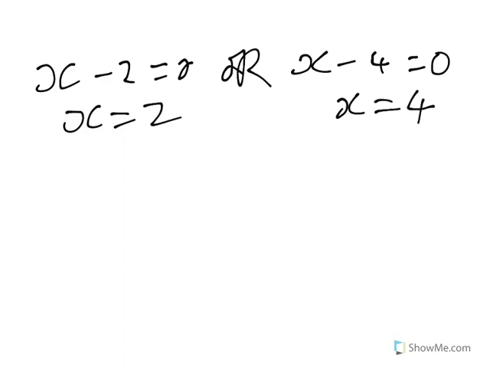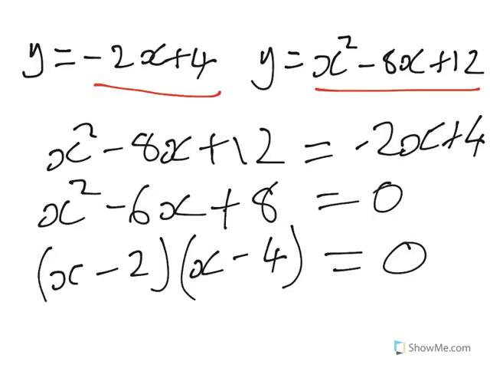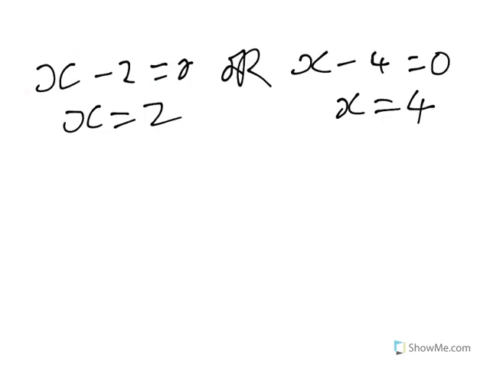Now we want to find the y value for each of those. Clearly this one is intersecting in two places. If you get just one solution, then it's the tangent. If we can't factorise at this step, then there's no solution. So I'm going to use the easy equation, that one there: minus 2x plus 4.